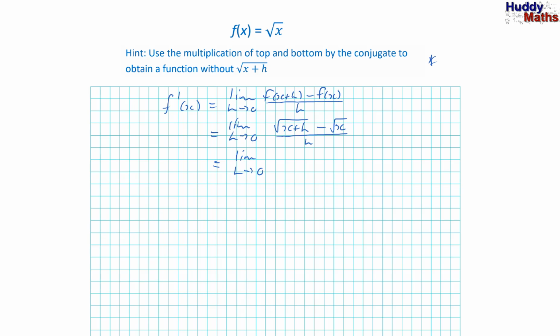of this thing. Ooh, now, is this hint important up here now? Use the multiplication of top and bottom by the conjugate to obtain a function. Top and bottom of this expression. Do you remember the conjugate? And you don't want root x plus h up the top. So the conjugate in this case means the term with the opposite sign between it. And do you remember it all?